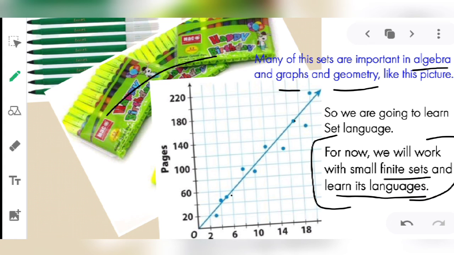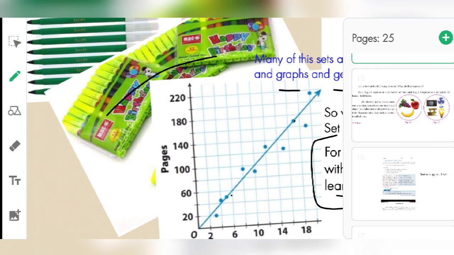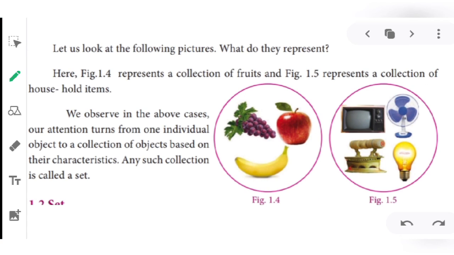Okay, it is quite easy, so we can get a good grade in this chapter. This is one of the easiest chapters. You can make it a very possible way of scoring marks.